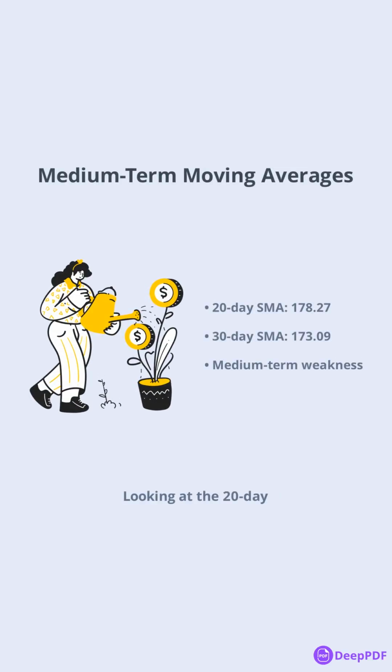Looking at the 20-day and 30-day moving averages, we see the SMA 20 at 178.27 and SMA 30 at 173.09. The 20-day average is notably higher than the current price, while the 30-day is almost equal. This suggests that TXN has recently dipped below its medium-term trend, possibly indicating a shift in momentum. The EMAs for these periods also show similar values, reinforcing the observation of a weakening trend. Next, we'll examine the long-term averages for a broader perspective.